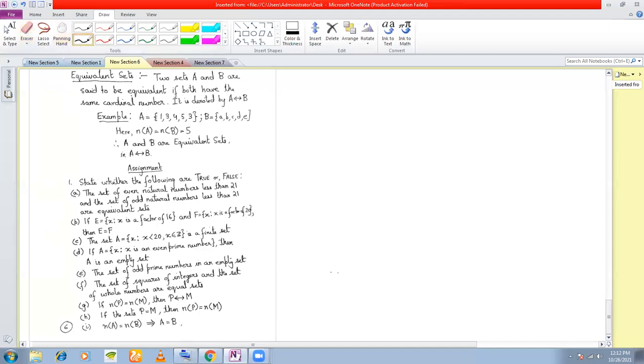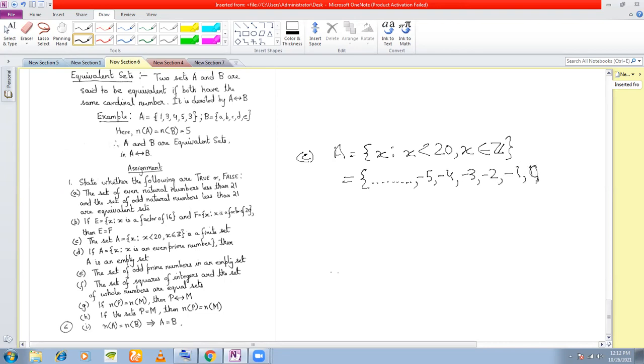Next question is the set A equal to x such that x is less than 20, x is an integer. X belongs to Z, it means x is an integer. That means all the integers less than 20. What are the integers that are less than 20? All the negative numbers going down, -5, -4, -3, -2, -1, 0, 1, 2, and this will continue till 20. Right? This is the set in tabular form.